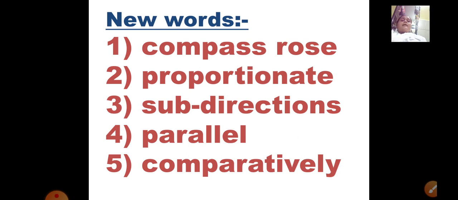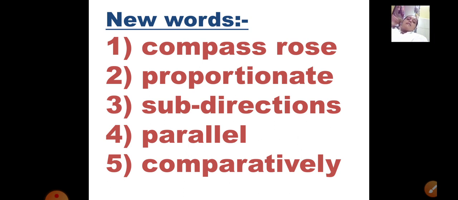Fourth one is PARALLEL, parallel. Parallel means when two lines or two things do not meet each other and do not intersect, they do not touch each other. They are known as parallel. It can be lines, it can be roads, whatever, but they do not touch each other or come and meet each other. They are always opposite to each other.